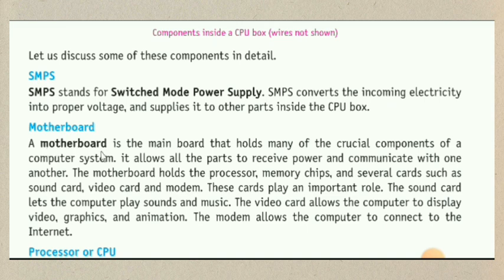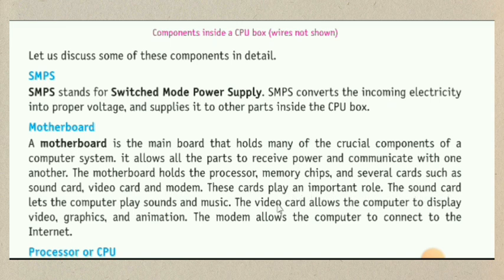Motherboard. A motherboard is the main board that holds many of the crucial components of a computer system. It allows all the parts to receive power and communicate with one another. The motherboard holds the processor, memory chips, and several cards such as sound card, video card, and modem. These cards play an important role.